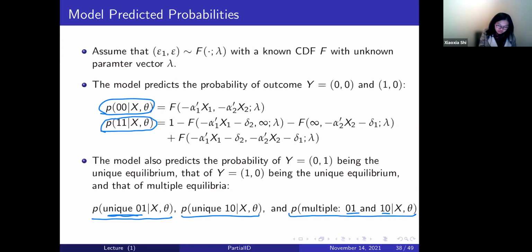However, unique 0-1, unique 1-0, and multiple, these are not observed outcomes. When you observe 0-1, you do not know whether it's unique or one of the multiple, right? So these are not observed outcomes. So these probabilities cannot be taken to the data.